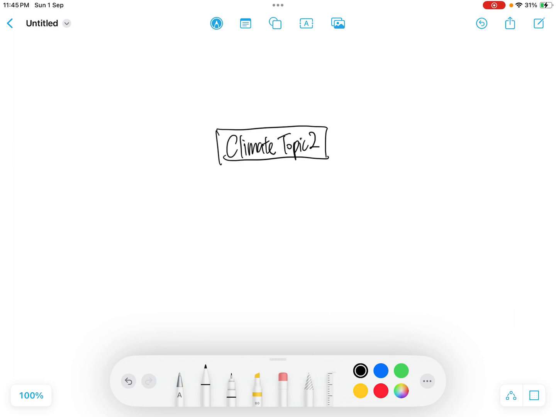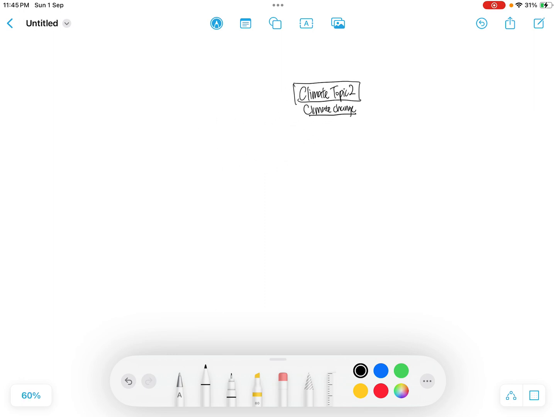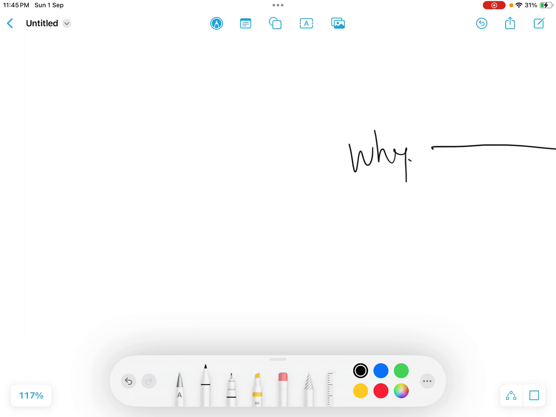Right, let us now go straight into climate topic 2. We talk about why there is climate change. This whole topic is about climate change, and it talks about the why, and it talks about the impacts as well. Let us now go into the why part. The why portion, we are talking about two things.